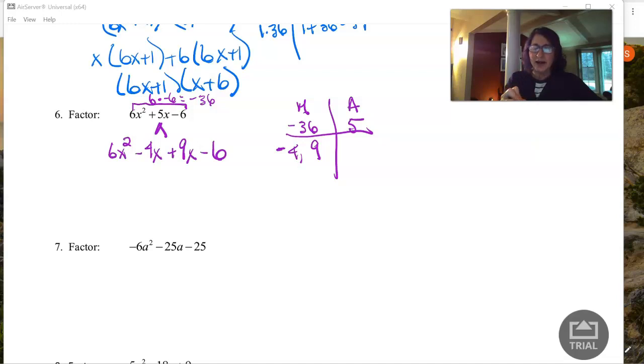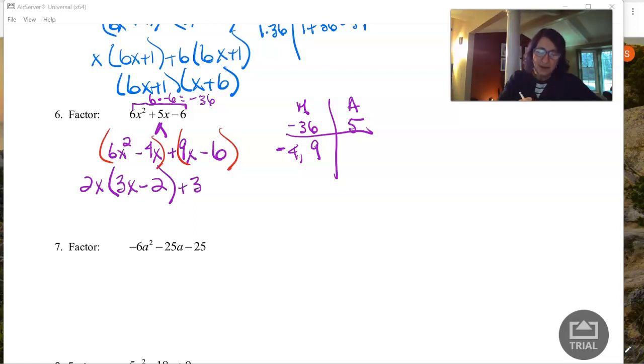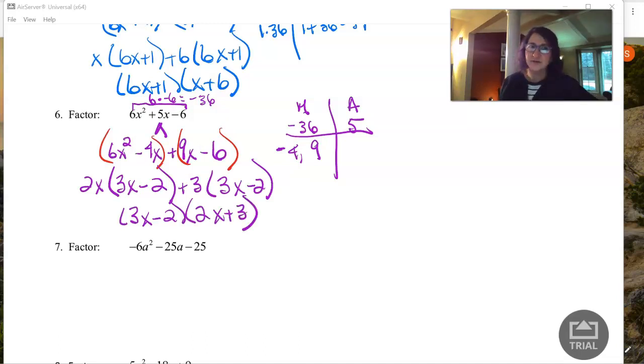So now we're going to go ahead, group the first two and the second two terms. We're going to factor out of that first binomial a 2x. And so then we are left with 3x minus 2. Out of the second binomial, we factor out a 3. So we're left with 3x minus 2. So now we've got 3x minus 2, 2x plus 3. That is factored form.